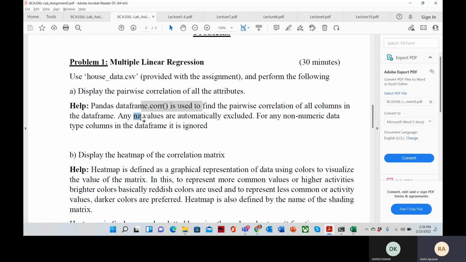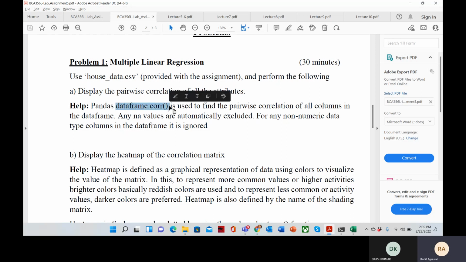that means any NA values will be automatically excluded. Any non-numeric data type column in the data frame is ignored. So if you are having any non-numeric data, it will be ignored. If you are having any NA values, that will be automatically excluded. Clear? So first we will see the correlation.